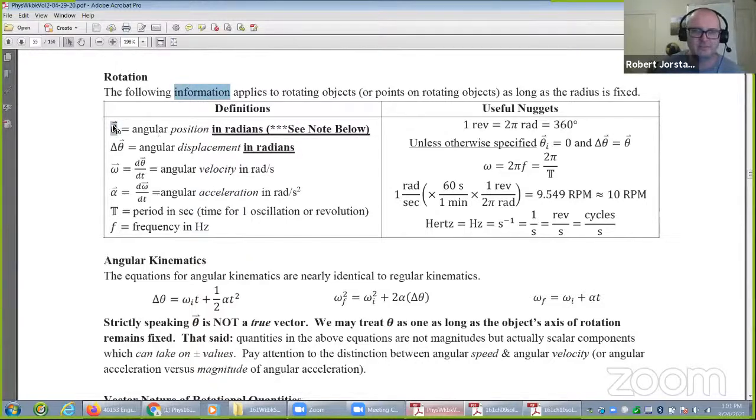So theta, this is a lot like the variable we used to have, x. Theta is going to be angular position. Delta theta will be angular displacement. Omega, that's angular velocity. Notice the units here. Because we're going to do calculus on these problems, we need to use radians. Degrees doesn't make sense if you do calculus. So there's a note below. We'll get there in a second. Alpha, we've already discussed this. That's angular acceleration. That's radians per second squared.